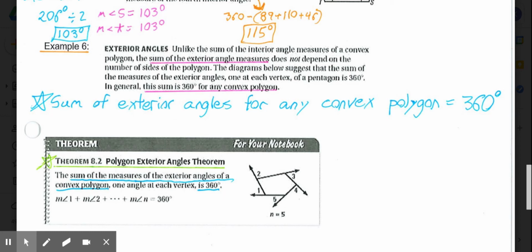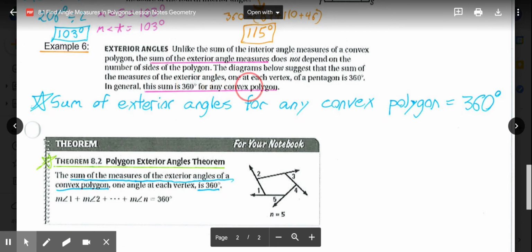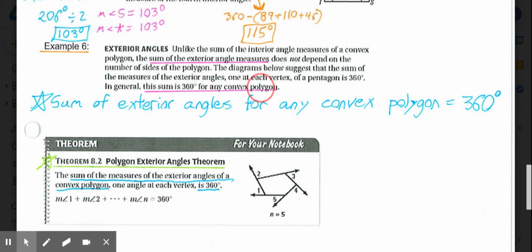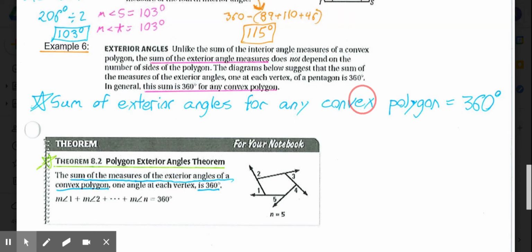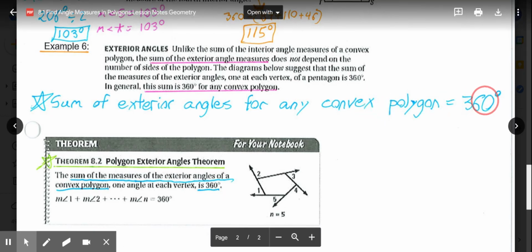So in general, the sum is 360 degrees for any convex polygon. So not interior angles, but exterior angles, the sum of the exterior angles for any convex polygon, whether it has 3 sides, 12 sides, 300 sides, those would add up to 360 degrees.